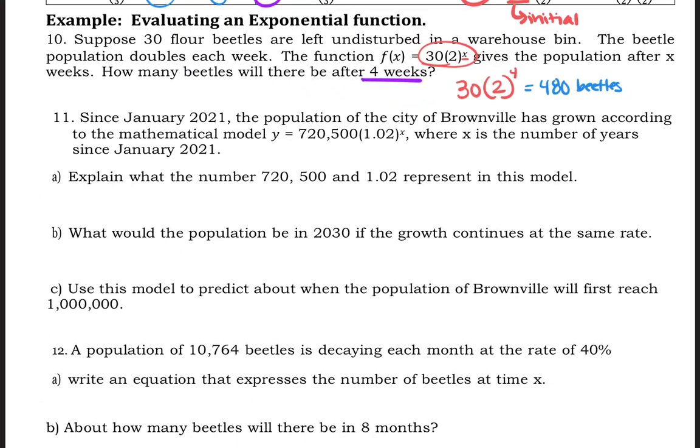Okay, it says, in January 2021, the population of the city of Brownsville has grown according to the mathematical model of 720,500 times 1.02 to the x power, where x is the number of years. So x represents the number of years. This equation was derived in 2021. Explain what the number 720,500 represents, as well as 1.02. What does that first number represent?